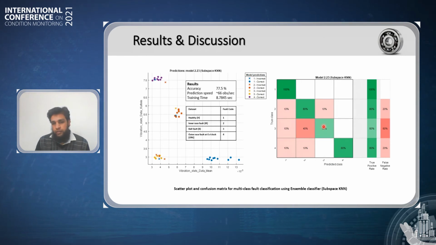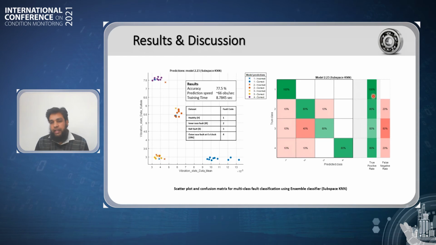Similarly, for the third fault category, the correct prediction was 50%, and incorrect was what? Again 50%, with 40% as fault class 2 and 10% as fault class 1. And finally, for the fourth fault class, the correct prediction was only 80% and the incorrect was 20%, with 10% each from class 1 and class 2.